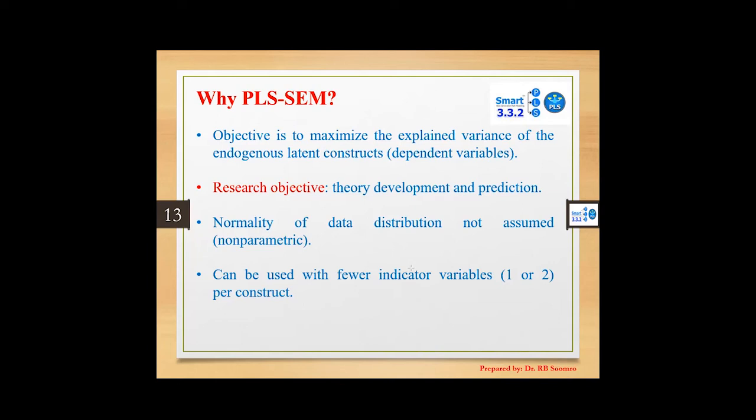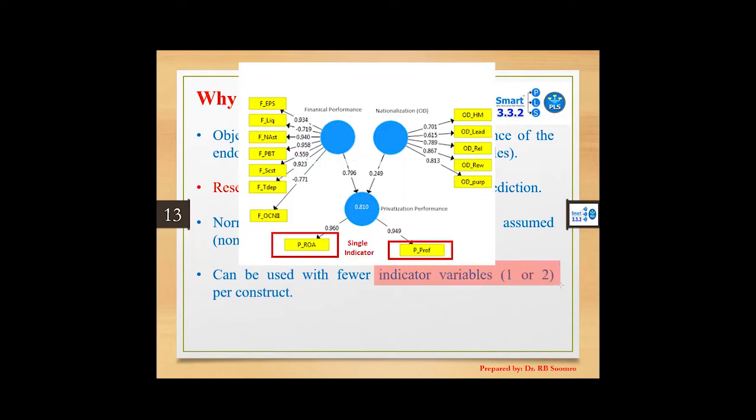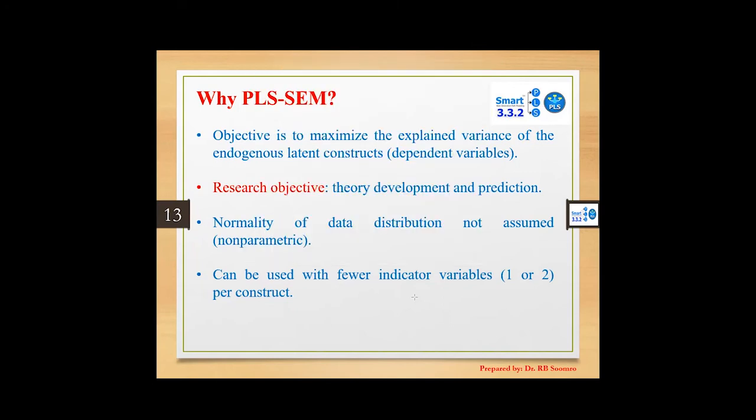And then it can work with a few indicators. Like in this PLS model, you have seen this. There are two variables there, and there's only one indicator. So even if there's one indicator, SmartPLS will provide the results of all these. But this is not the case when you are applying the CB-SEM.